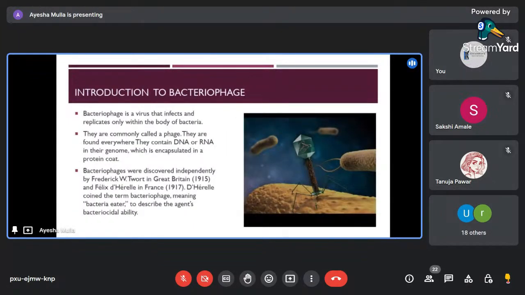Now, introduction to bacteriophage. Bacteriophages, commonly called phages, are viruses that infect and replicate only within the body of a bacterium. The genetic material consists of either DNA or RNA, which is encapsulated in the head region made from a protein coat. Bacteriophage was discovered independently by Frederick Twort in Great Britain and Felix d'Herelle in France. D'Herelle coined the term bacteriophage, which means bacteria eater. The picture depicts how a bacteriophage looks.